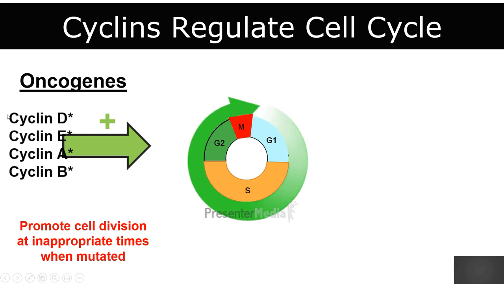So if these proteins are being expressed at really high levels when they're not supposed to be, it's going to really just drive that cell cycle into overdrive. It's not going to stop.